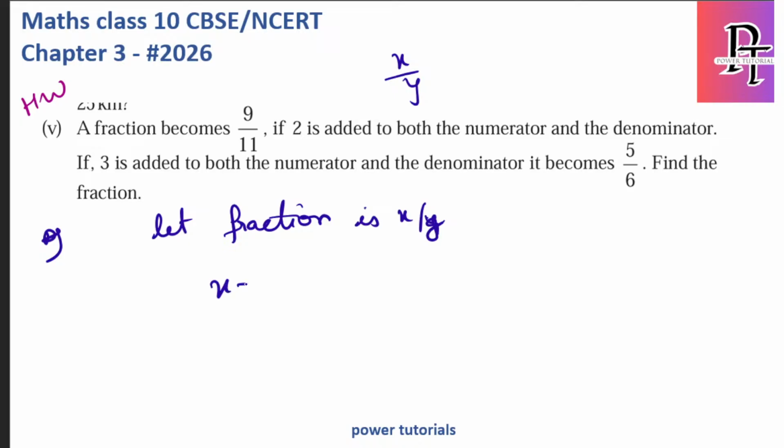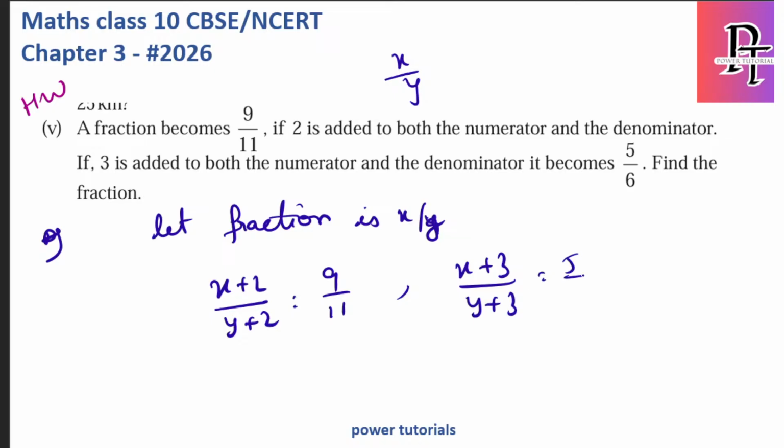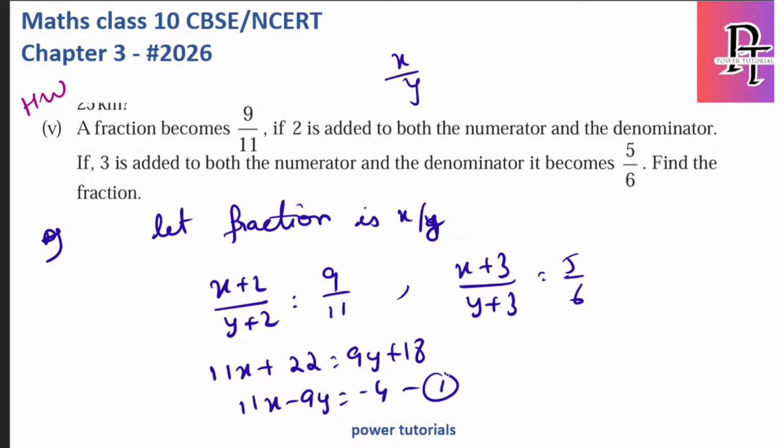So simply it is (x plus 2) by (y plus 2) is equal to 9 by 11. And if 3 is added to both the numerator and denominator, the fraction becomes 5 by 6. So we have (x plus 3) by (y plus 3) is equal to 5 by 6. So take just cross multiplication. 11x plus 22 is equal to 9y plus 18. I can also say 11x minus 9y is equal to minus 4, which is the first equation.